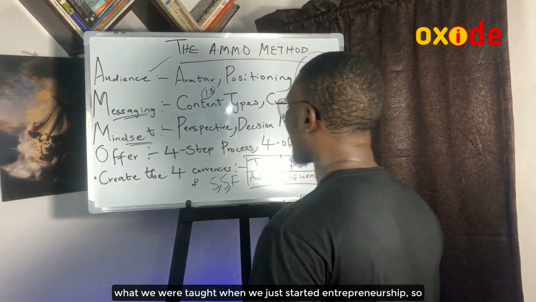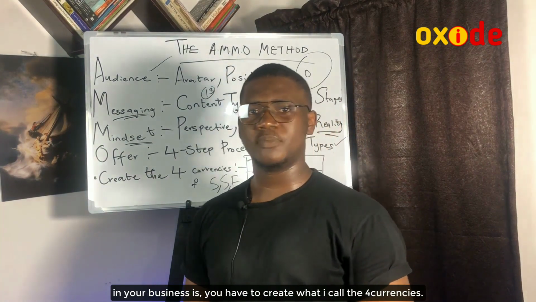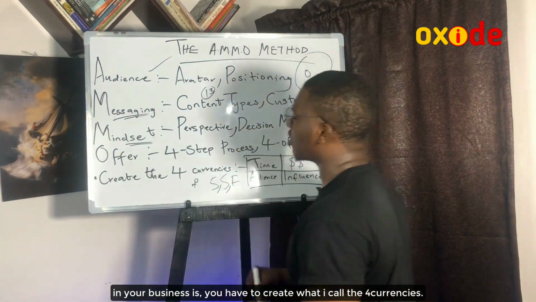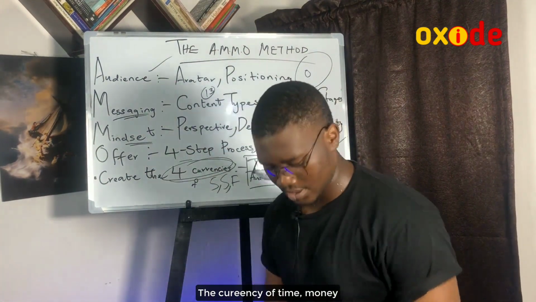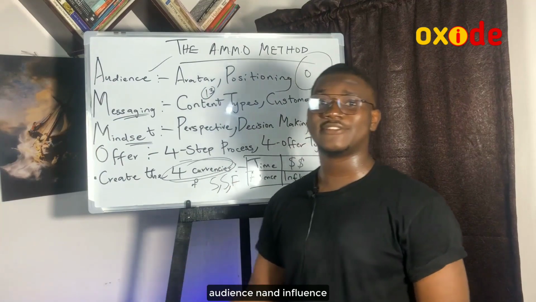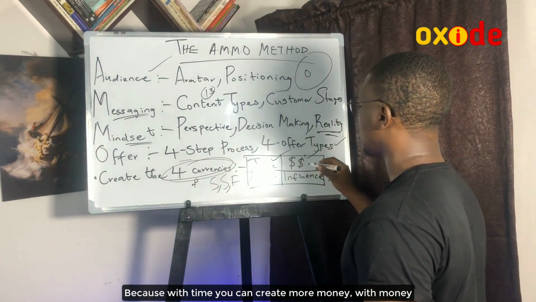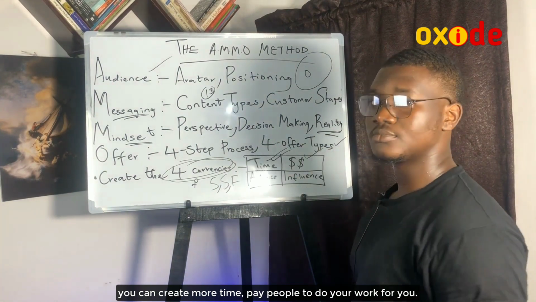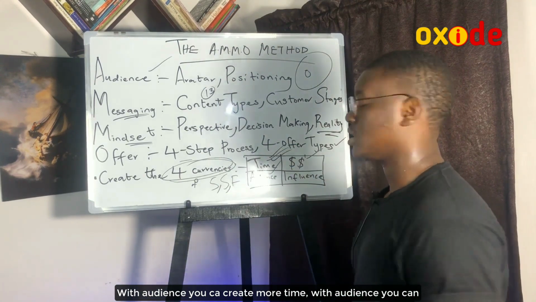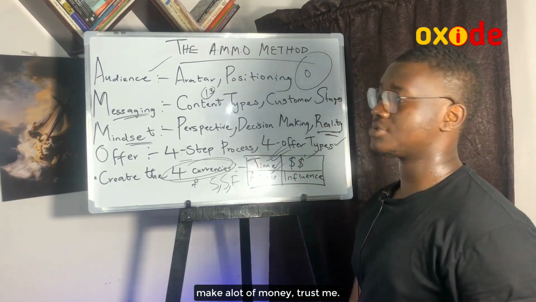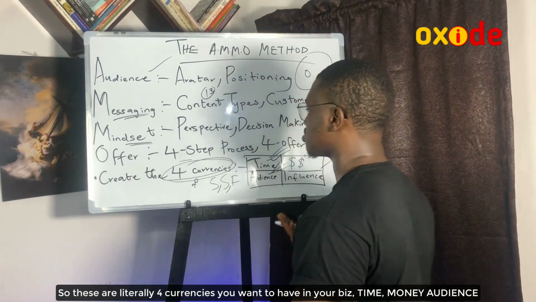So now the reason why you employ the AMO method in your business is you want to create what I call the 4 currencies. The currency of time, the currency of money, the currency of audience, the currency of influence. Because with time, you can create more money. With money, you can create more time. Pay people to do your work for you. With audience, you can create more time. With audience, you can make a lot of money, trust me. And with audience, you can create influence. So these are literally 4 currencies you want to have in your business.